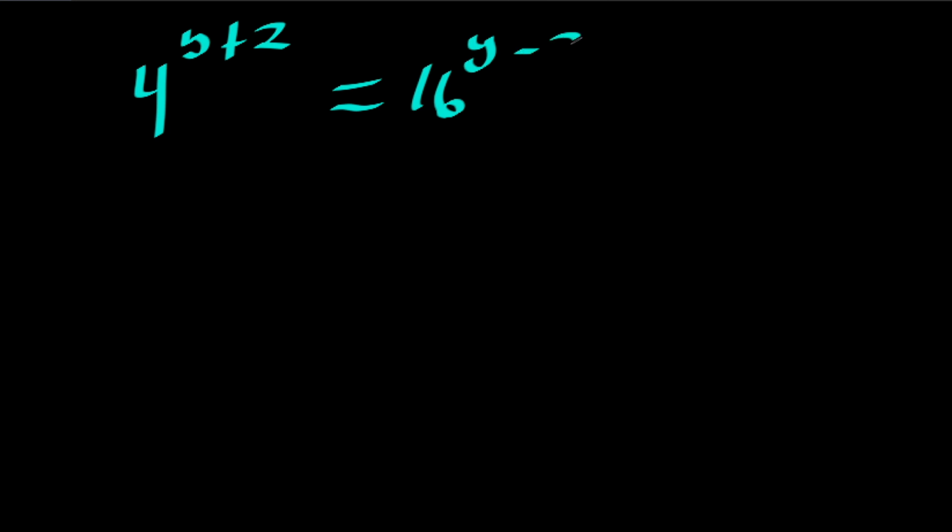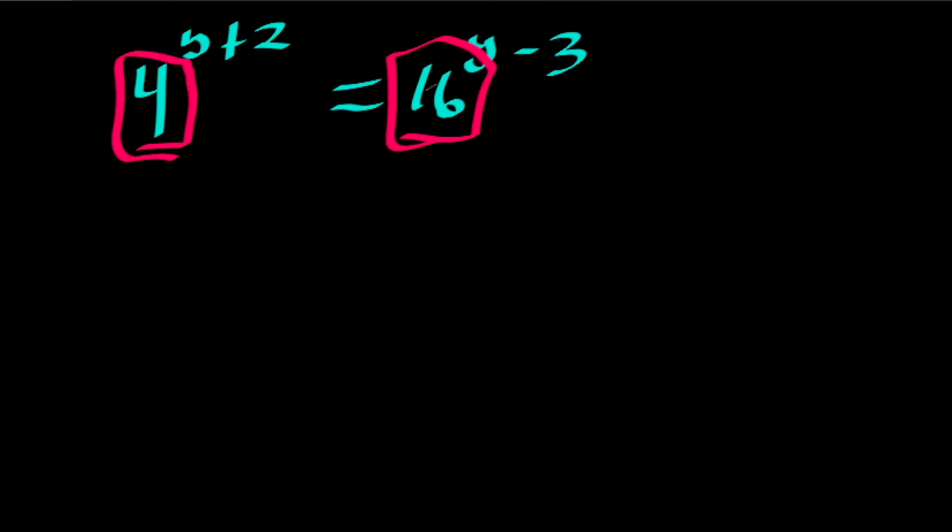Let's say I gave you 4 to the y plus 2 equals 16 to the y minus 3. Now, in the type 2 examples, we haven't seen one like this yet because I've yet to give you an exponent on both sides. However, we can still go about this the same exact way we've been doing it. First of all, the question you're going to ask yourself is, are these bases the same? And they're not. One is 4, one is 16.